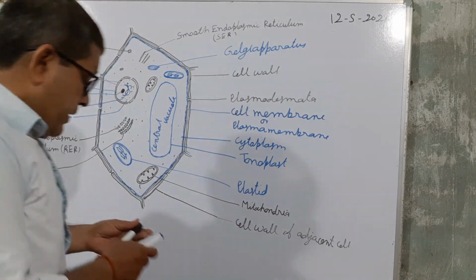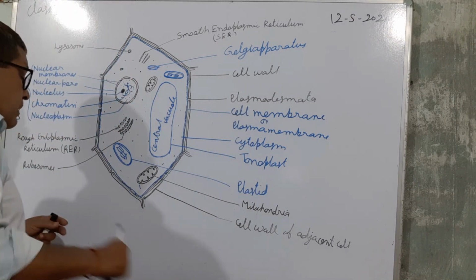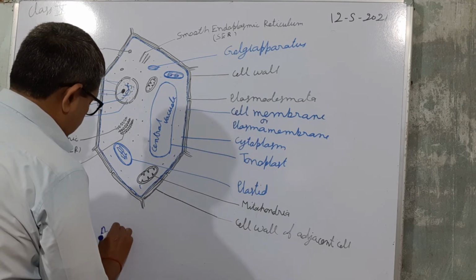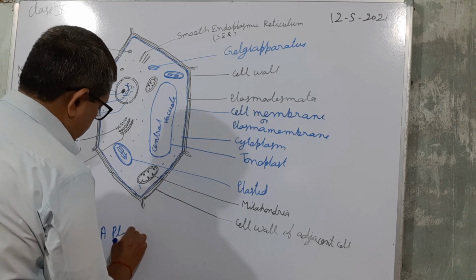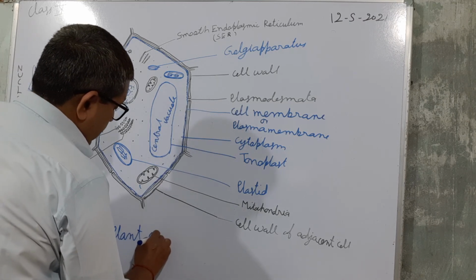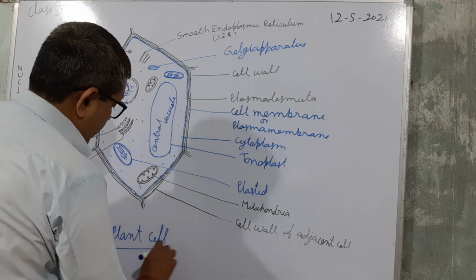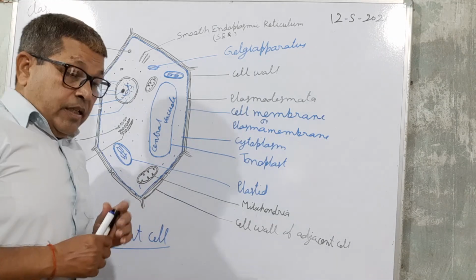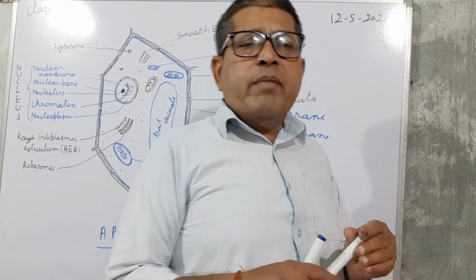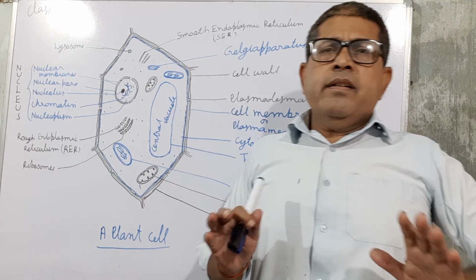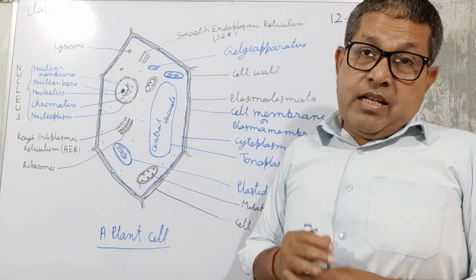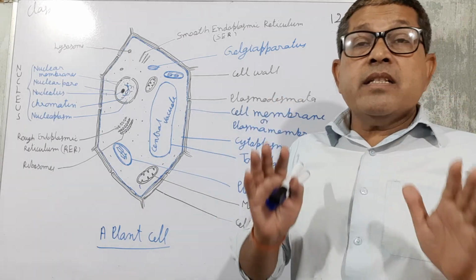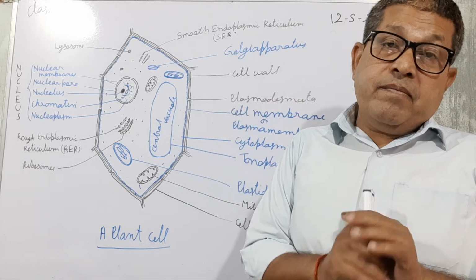So this is a plant cell, as observed under the electron microscope. This is the peculiar feature of the plant cell. One is the cell wall. Cell wall is present only in plant cells. It is not found in animal cells.